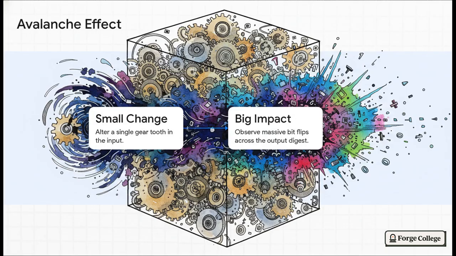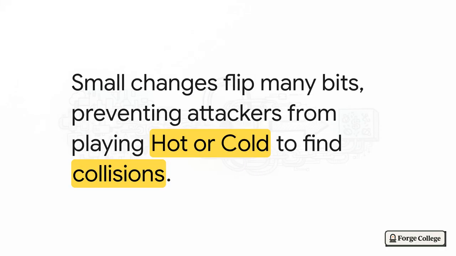It's wild. And this avalanche effect, it's absolutely crucial for tamper detection. Think about it. If small input changes only made small output changes, attackers could easily just play a game of hot or cold. They'd tweak their malicious file bit by bit, watching the digest get closer and closer to their target until, boom, they break the system. The avalanche effect completely destroys their ability to play hot or cold.